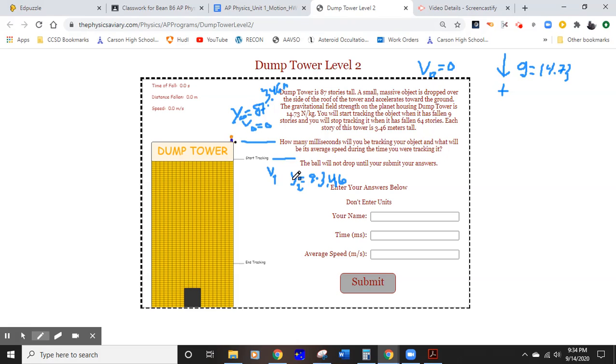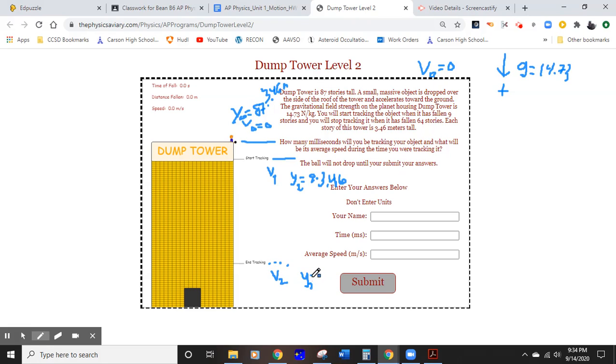Okay, that'll be the new y. So the ball is going to be falling. It's going to be gaining speed until it reaches the end tracking point, this position here. There's going to be a new velocity here, we'll call it V2, and there'll also be a new Y, and we'll call it Y2.